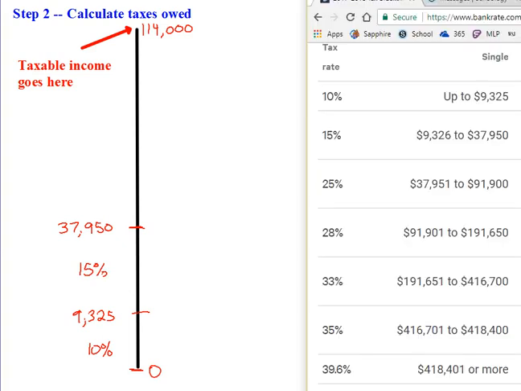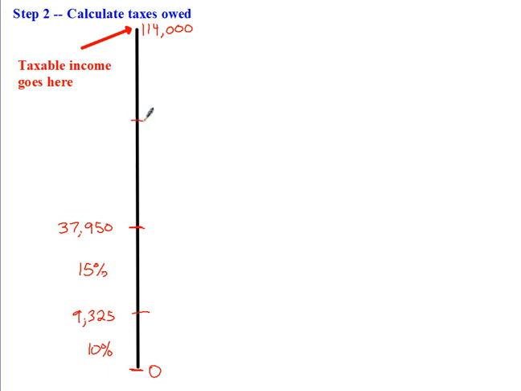And then above the $37,950, up to $91,900, will get taxed at 25%. So the next bracket is going to go from $37,950 up to $91,900, and that gets taxed at 25%.